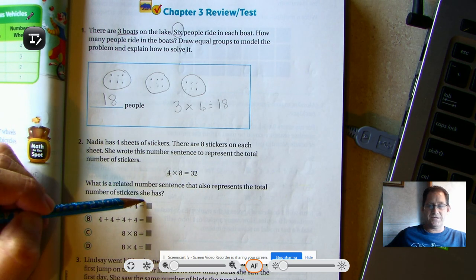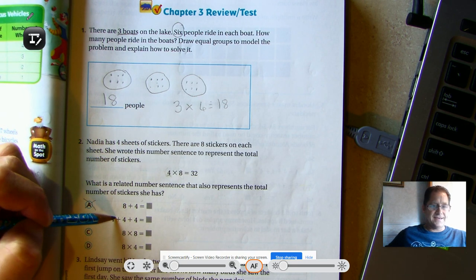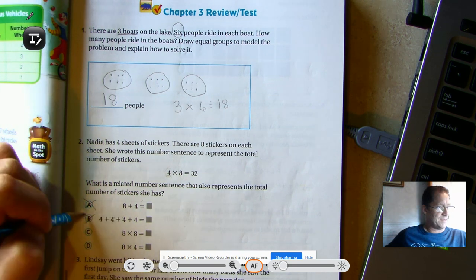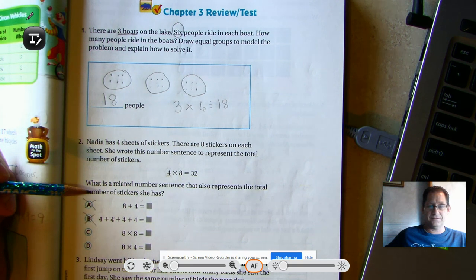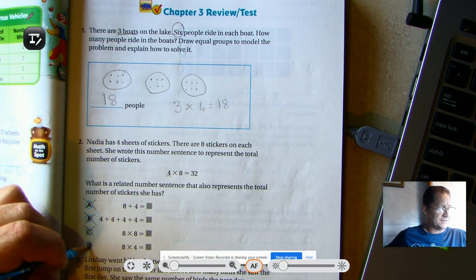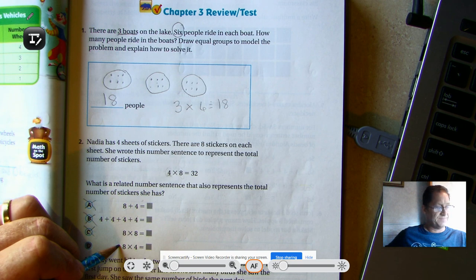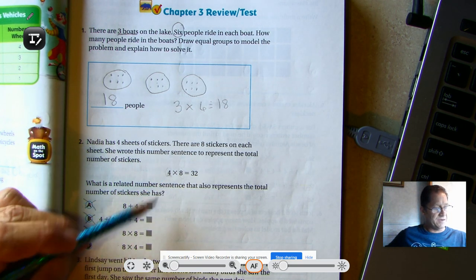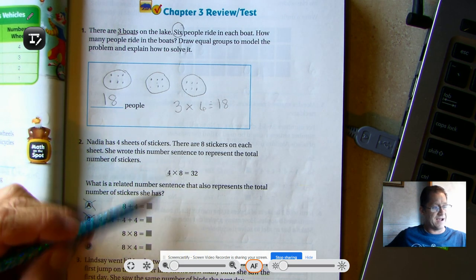Is 8 plus 4 32? No. 4 plus 4 is 8, plus 4 plus 4. So 8, 12, 16. No, that's not 32. 8 times 8, that's going to be twice as much, right? That's going to be 64. So that only gives us one choice. 8 times 4, which shows the commutative property of multiplication. Remember that when we have the same numbers, if you just change the order, they have to have the same product.